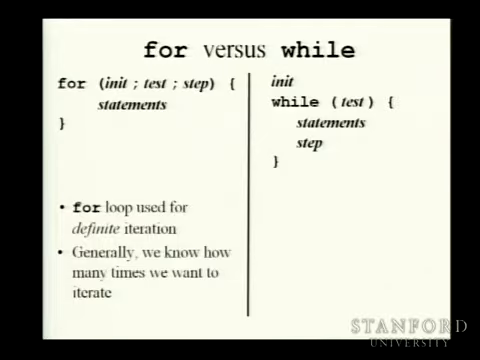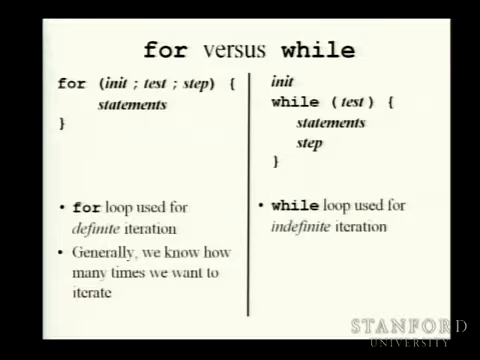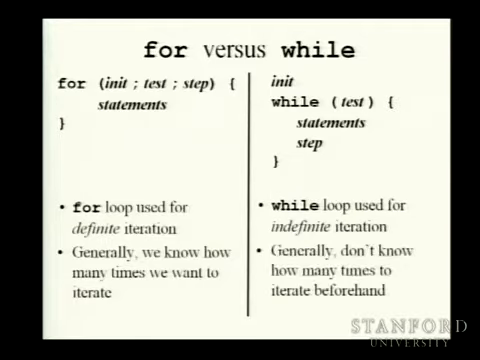When we don't know how many times we actually want to do something, that's an indefinite loop or indefinite iteration, as I just talked about. That's when we use a while loop, when we generally don't know how many times we're going to do something. Okay? So that's kind of why we give you both forms.